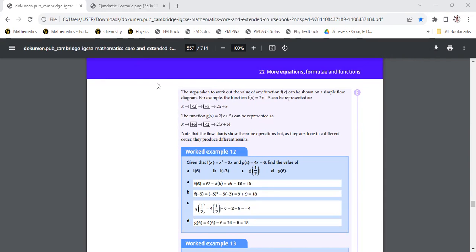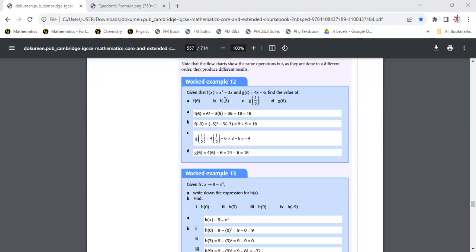So when questions ask for, for example, 6 or -3 or half or this, you can just input this in your calculator. For example, x squared minus 3x. So if your value is f(-3), you go -3, you square it, -3, -3, to get 18.